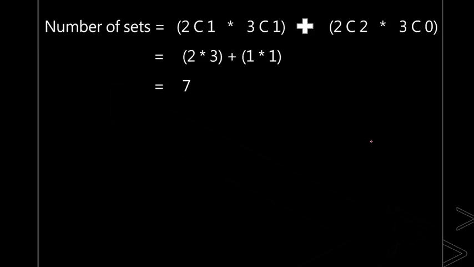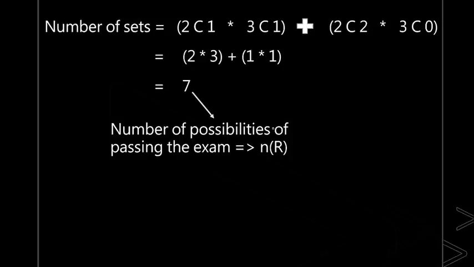When you solve this equation, 2C1 into 3C1, 2C2 into 3C0. Solve the values, guys. You'll get the answer as 7. What is this 7? This is the chances of passing the exam. To pass the exam, you need to know at least one question. Yes. So the chances that you will know at least one question is 7 chances. Now, how can we calculate? This 7 is nothing but number of possibilities of passing the exam, which is nothing but your required value. That is your requirement, right? Passing the exam is the requirement. So number of possibilities of passing the exam.